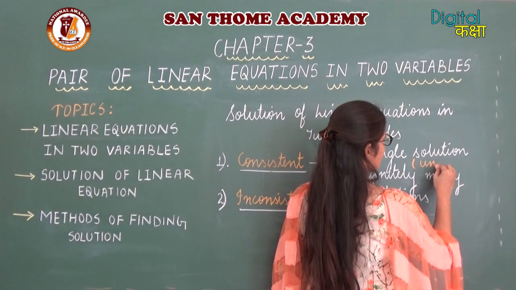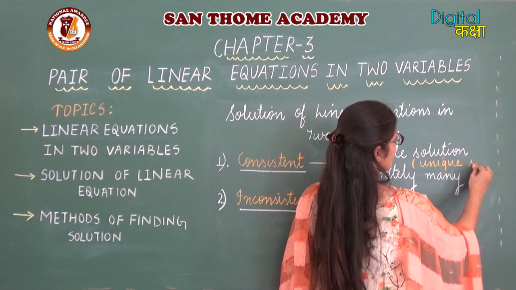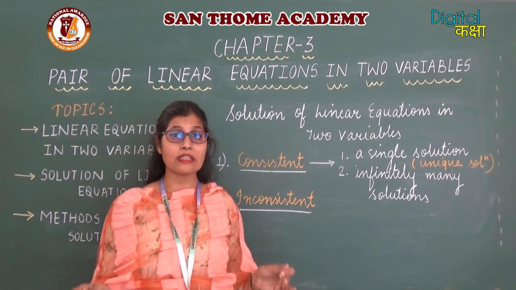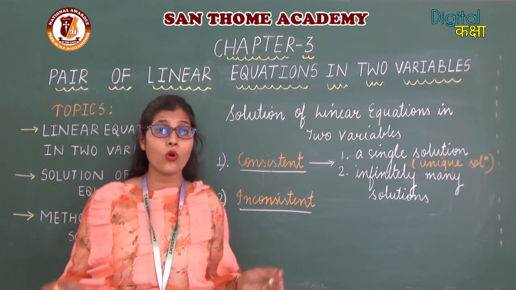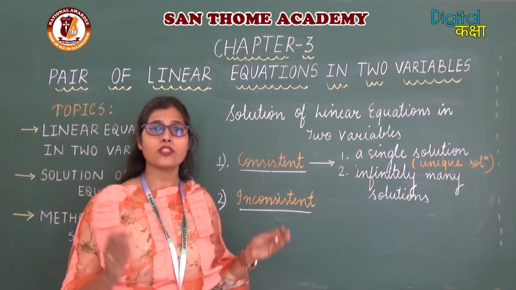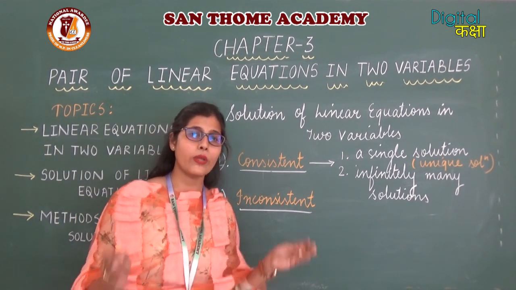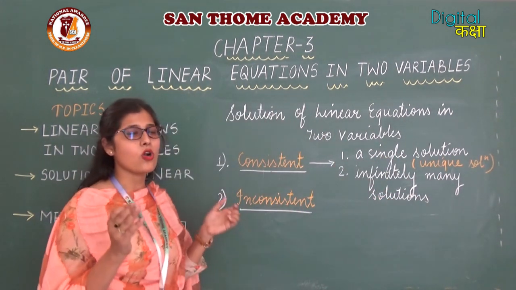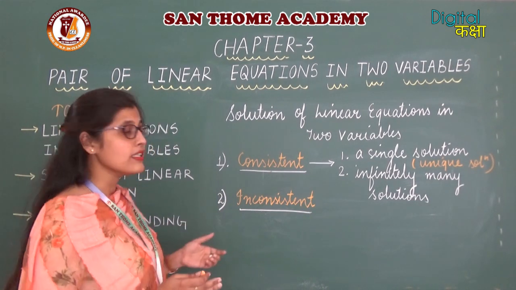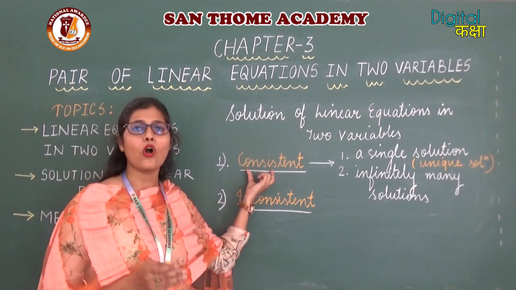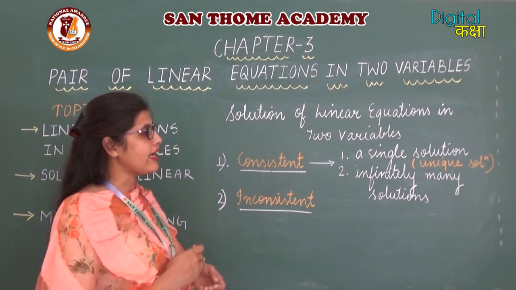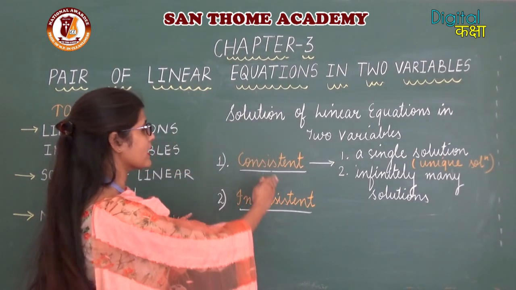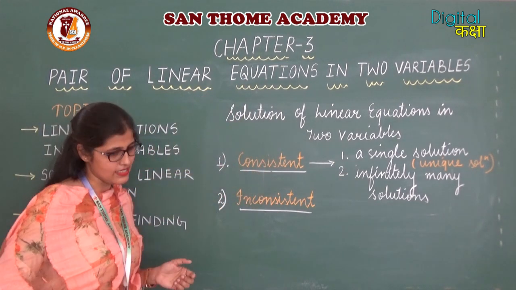We call such solutions unique solution. Yes, those solutions where on solving the linear equation we are getting only one single solution. On solving a linear equation when we are getting only one single solution, then such a solution is called a unique solution, and the pair of linear equations is called consistent. And when you are getting infinitely many solutions, then also the pair of linear equations is called consistent.